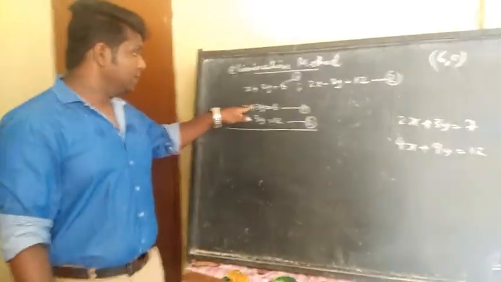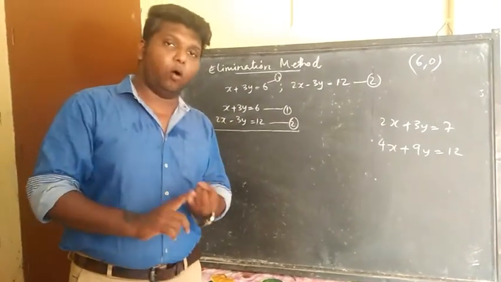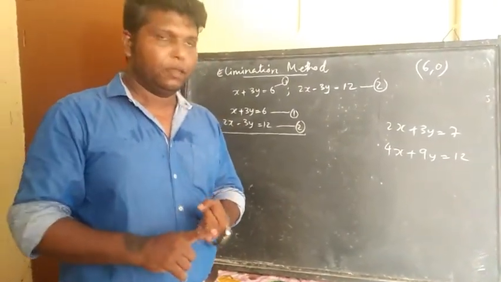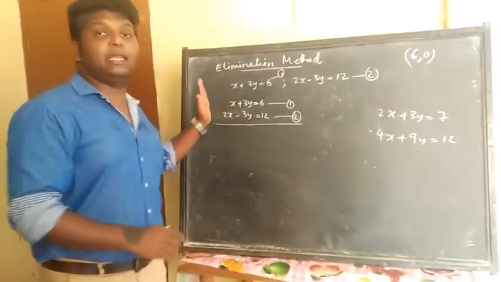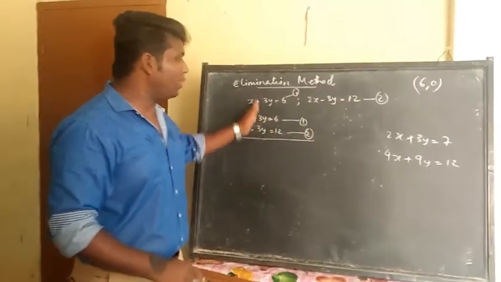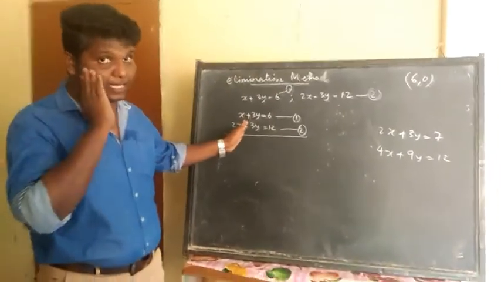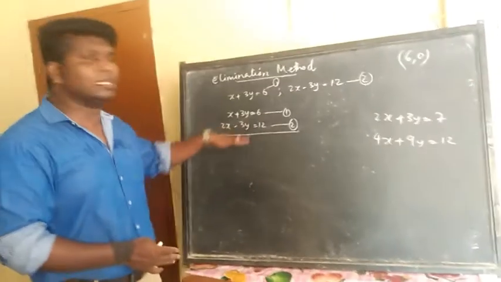Put a line here. Now two things arise. When these two numbers are same, you can add them or you can subtract them. What is the method? Elimination. That means you have to eliminate x or you have to eliminate y. As the coefficients of y are same, you are going to eliminate the y term.